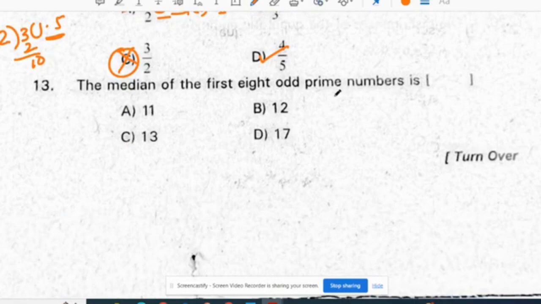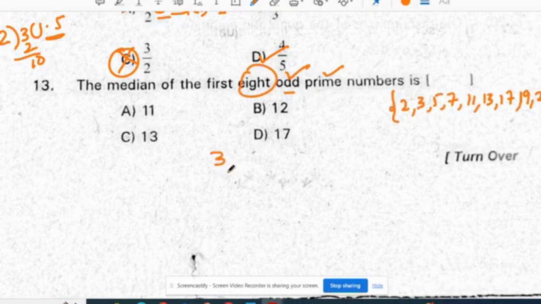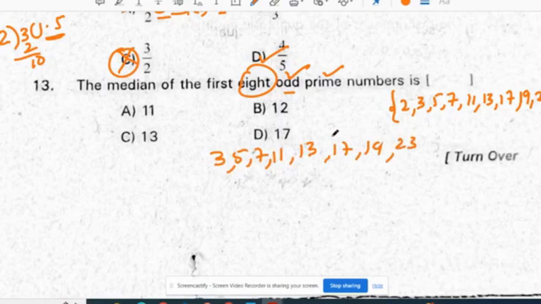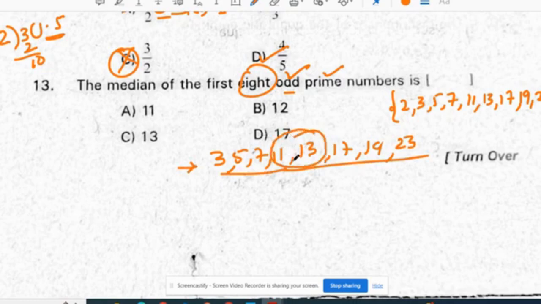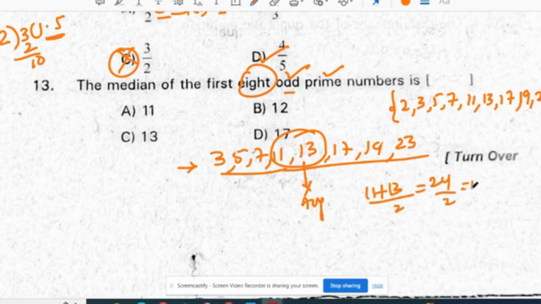The median of the first 8 odd prime numbers. For the median, first we have to arrange in ascending order. Let's see the odd prime numbers: 3, 5, 7, 11, 13, 17, 19, 23. These are the odd prime numbers. Median will be the middlemost value. Here there are two middlemost values, so we have to take the average of these, which is nothing but 12. So the correct option for the 13th question is B.